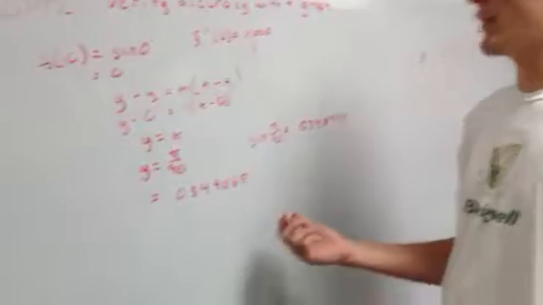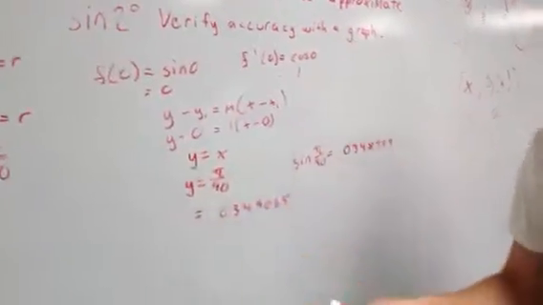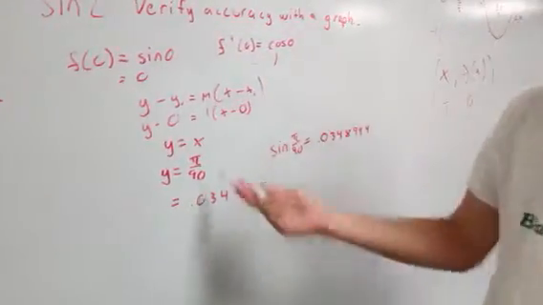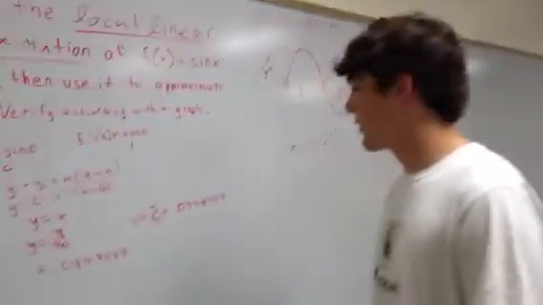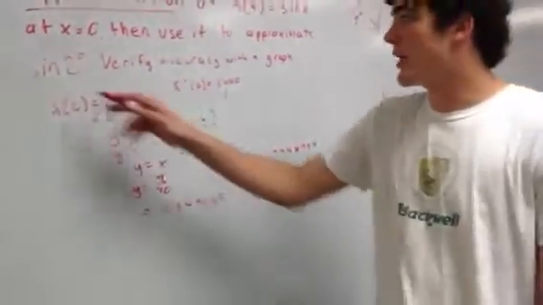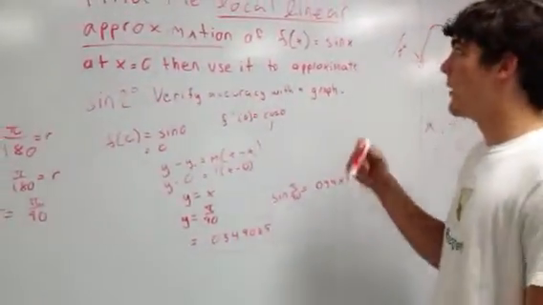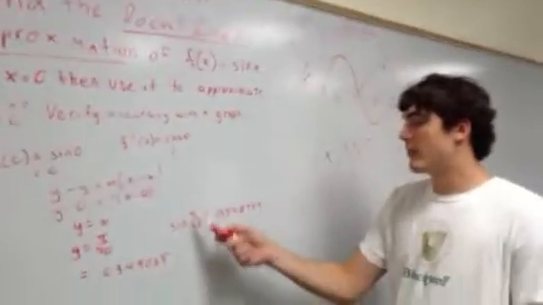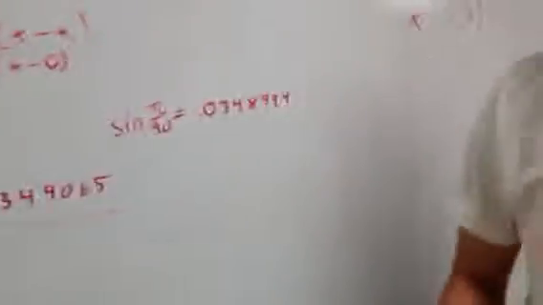Now all we have to do is plug it into the equation of our line, which luckily for us simplifies to y equals x. So y equals pi over 90. That's basically it, that's our answer right there, and it's this number. So that's our approximation of sine of 2 degrees, or sine of pi over 90, based off using the local linear approximation. Now if you actually plugged in sine of pi over 90, you would get this number. And these two are ridiculously close. They're off by just a few thousandths.